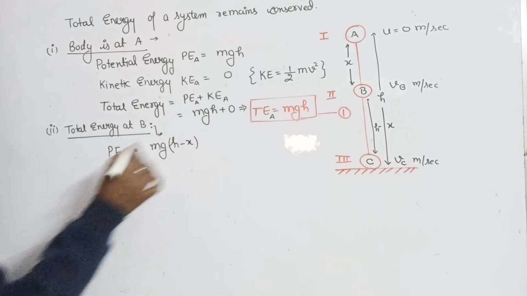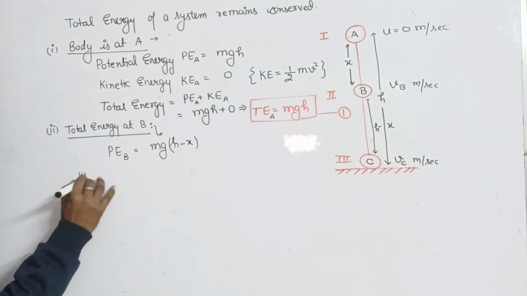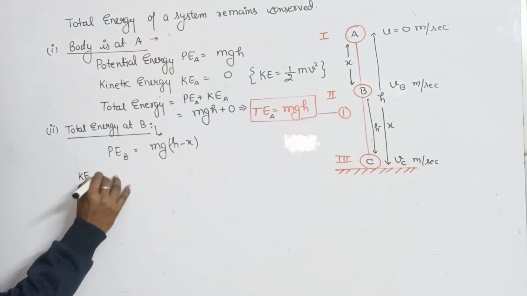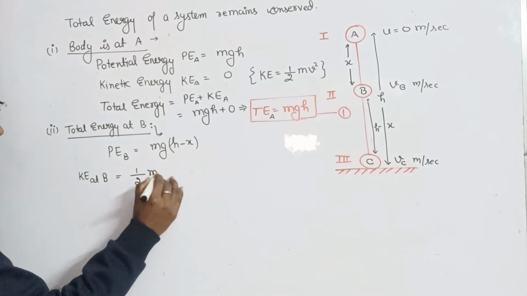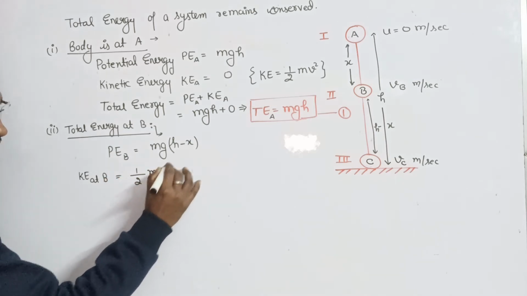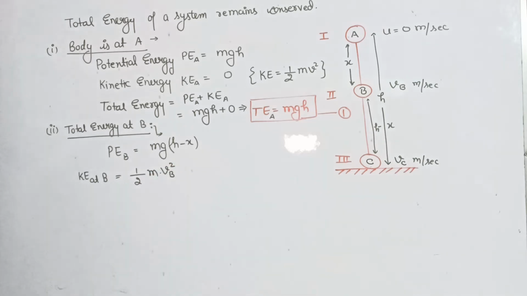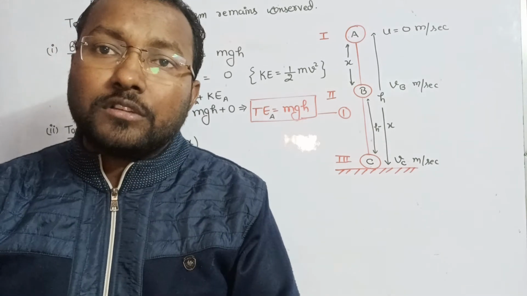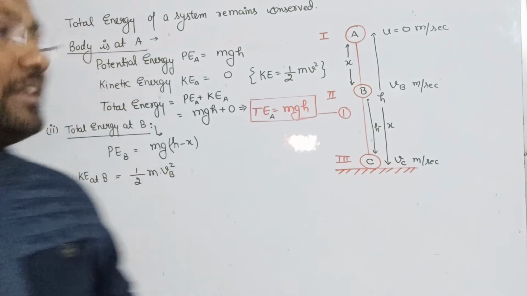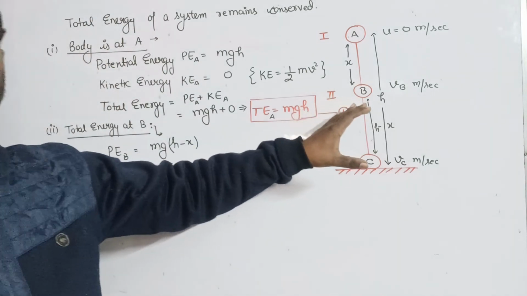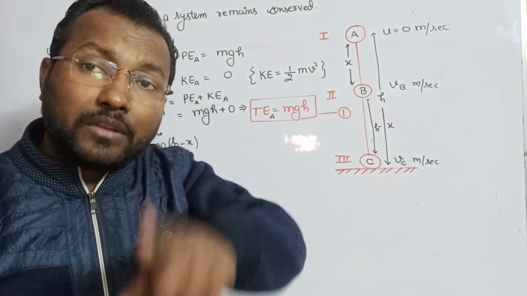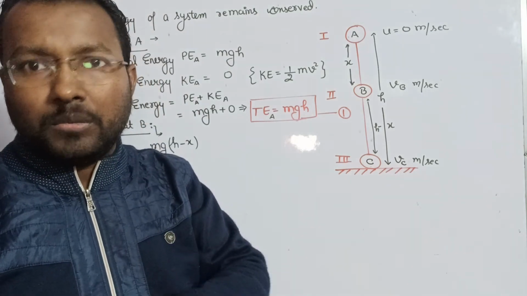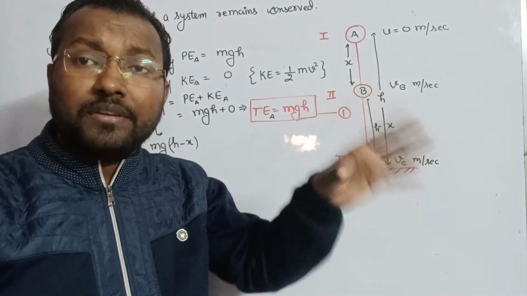Sure. Kinetic energy at B will be 1/2 mvb square. Right now we cannot say that the velocity is 0. हम ये नहीं कह सकते कि अब B पर velocity 0 है, because the body is in motion, and if the body is in motion then there will be kinetic energy. Why? Because the body is having some velocity.